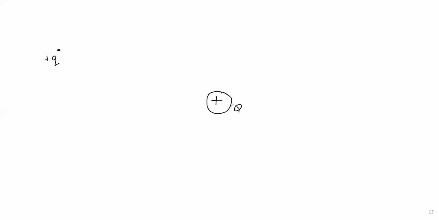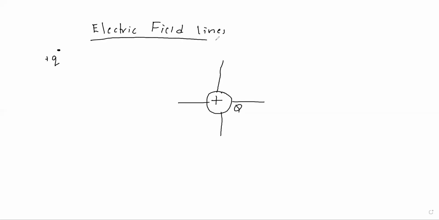Now the magnitude of the electric field is directly proportional to the length of the vector. So this is something important. The magnitude of the electric field is directly proportional to the length of the vector. To understand this, we are going to study the concept called electric field lines. Today we are going to study about electric field lines.